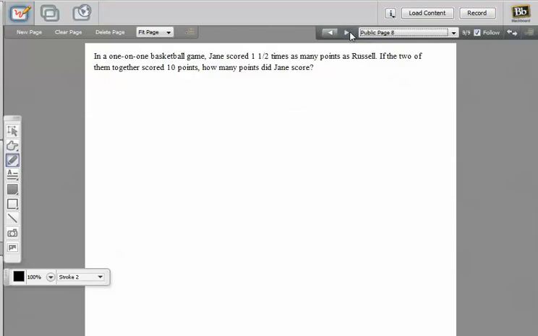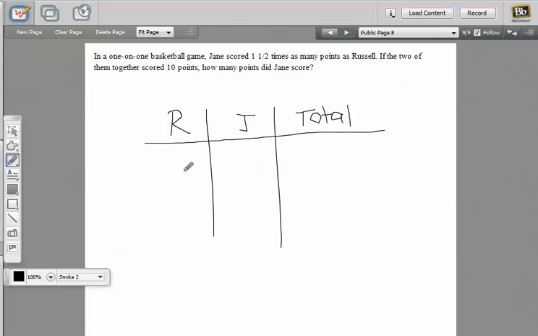All right, the last problem we're going to look at today says in a one-on-one basketball game, Jane scored 1.5 times as many points as Russell. So I'm going to make a column for Russell and Jane. And we know that together they scored a total of 10 points. So we're looking for a total of 10. So I'm just going to start. If Russell scored 1 point, that means Jane scored 1.5. So that gives them 2.5 points total, which is not 10.